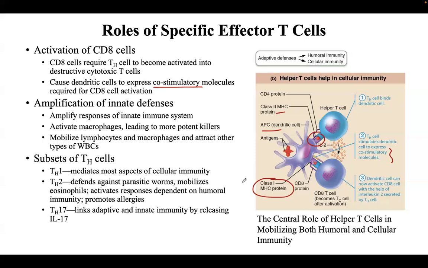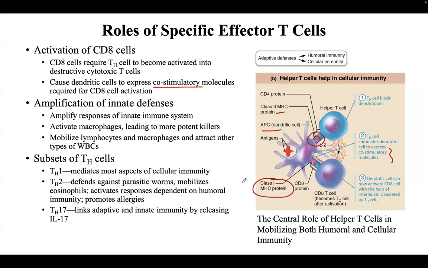The other cell, the lymphocyte that it is stimulating: the B cell, the CD8 cell, the B cell. That's why it is called co-stimulation. So at first it is stimulating itself, then it is stimulating the B cell. Other than that, T helper cells do lots of other functions. For example, they amplify the responses of the innate immune system, activate macrophages more, and mobilize more lymphocytes.